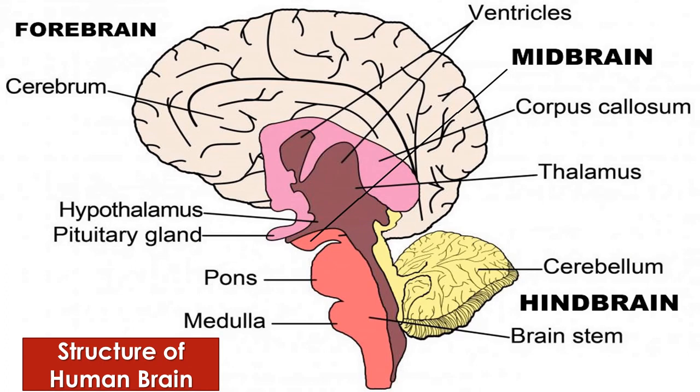In this diagram, forebrain, midbrain, hindbrain, which one is where? Which one is corpus callosum? Where is thalamus, hypothalamus, pons, medulla, brainstem, cerebellum? Draw and label all these things, because sometimes it may happen that this diagram may not come, it is possible, but labelings may come. So practice and it will help you to get deeper knowledge from this chapter.